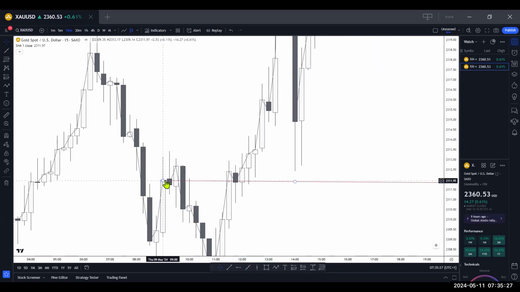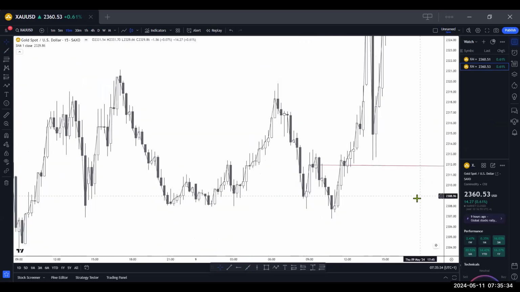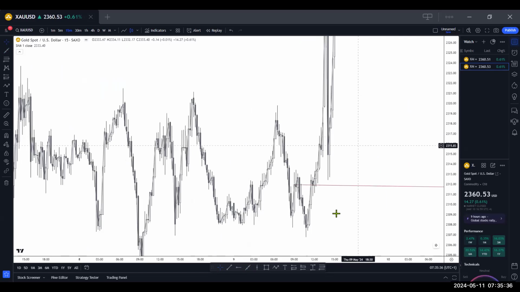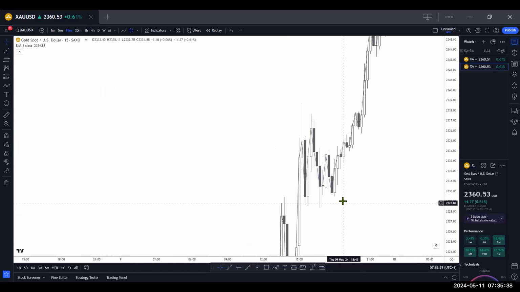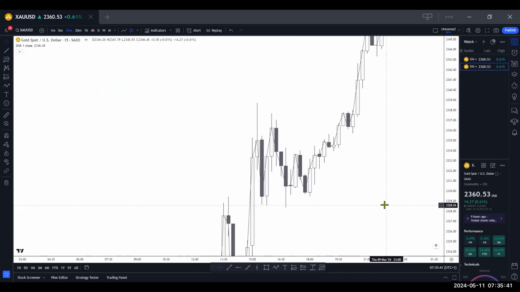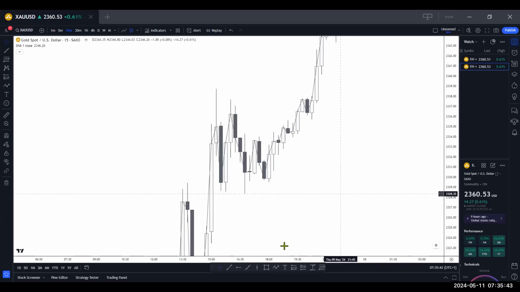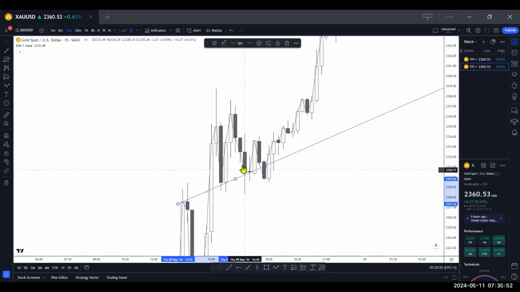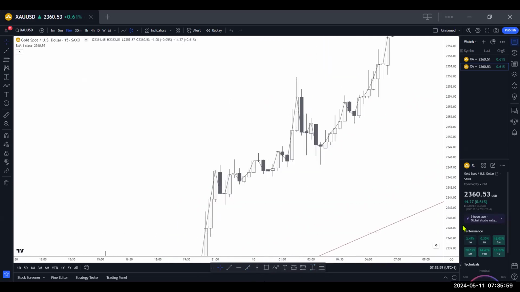So first touch, breakout, second touch, entry. This is your entry. Continuation setup. First touch, second touch, entry. How many pips did it give? So small, 30 pips.